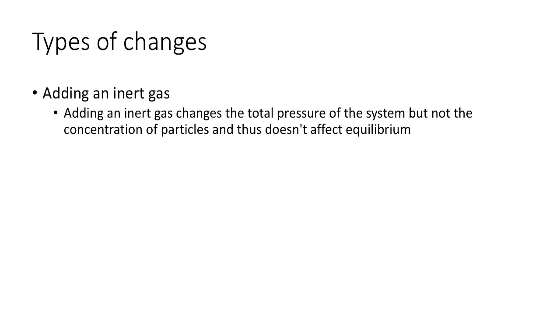One thing to note is that if you add an inert gas, and what does an inert gas mean? An inert gas means a gas that does not react with substances in the system. You can increase the pressure, but you don't actually change the concentration of anything. So therefore, it doesn't actually change the system. These can be things like noble gases.